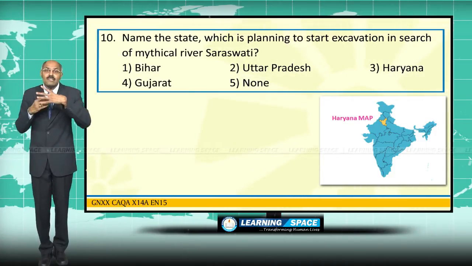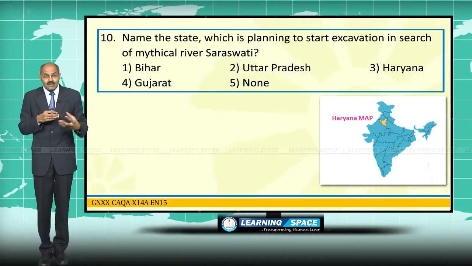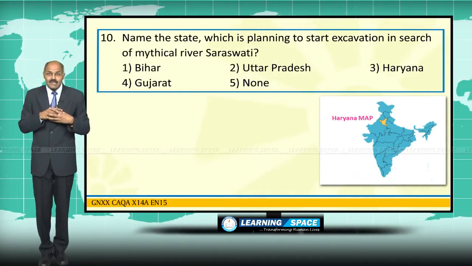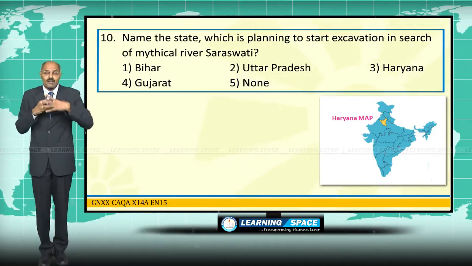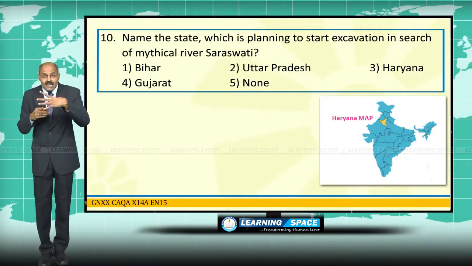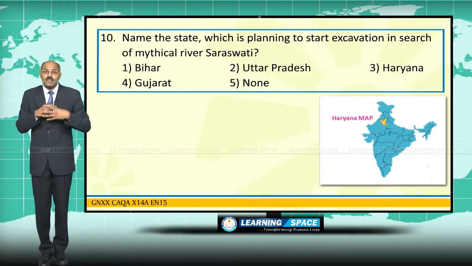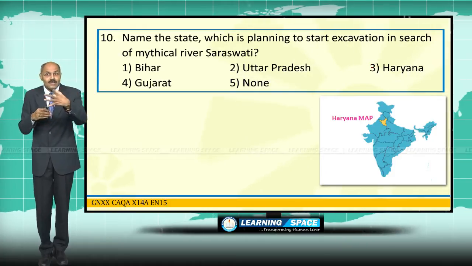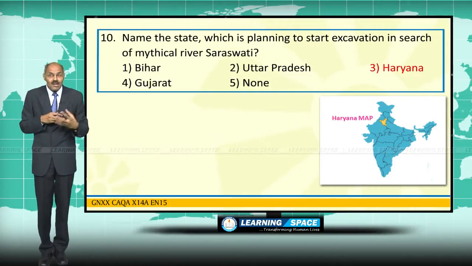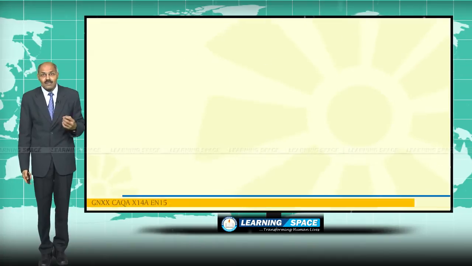Physically it is not visible, and as per the legend, this river exists, and now the Haryana government recently decided to start excavation in search of this mythical river Saraswati. The place is Adi Badri in Haryana. The answer here is Haryana. Look into the next one.